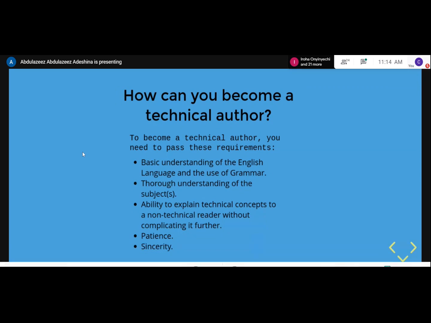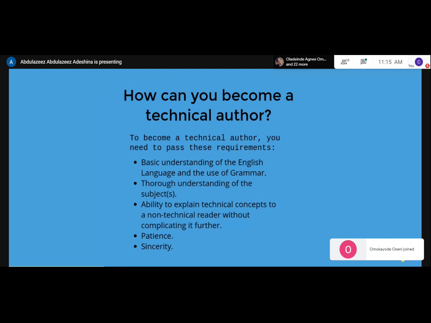The first thing is you have a basic understanding of English and the rules of grammar. I believe everyone here passed through primary and secondary school. You don't have to go to university or study English to be a technical author. And that is a very, very important part. You need to be able to understand English, except you're writing in another language that you're confident in.